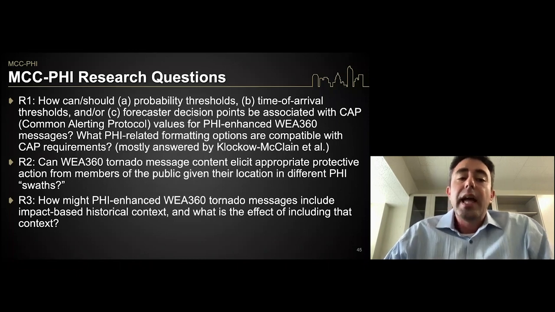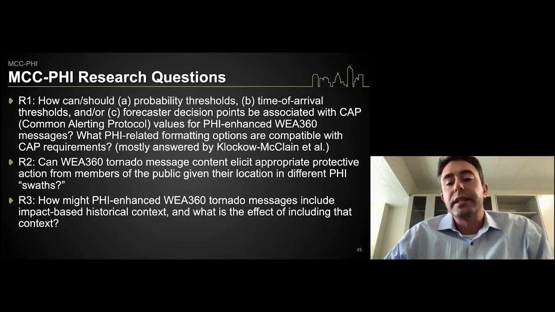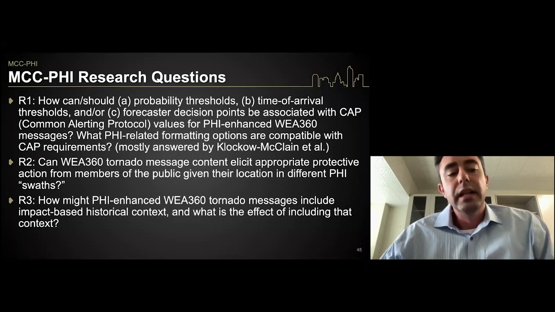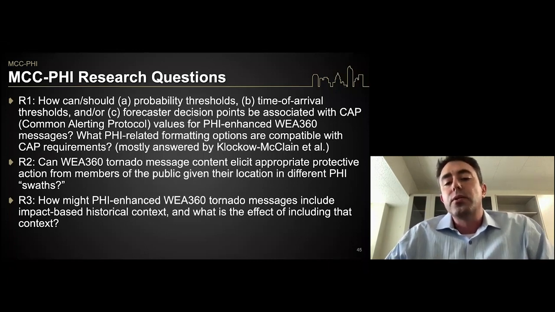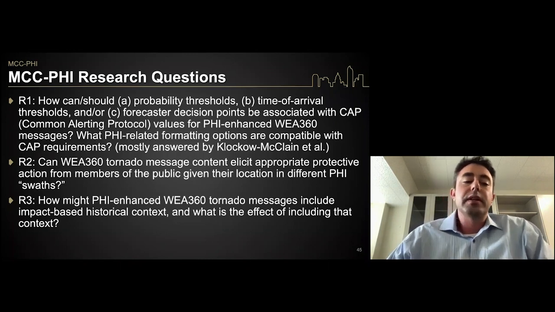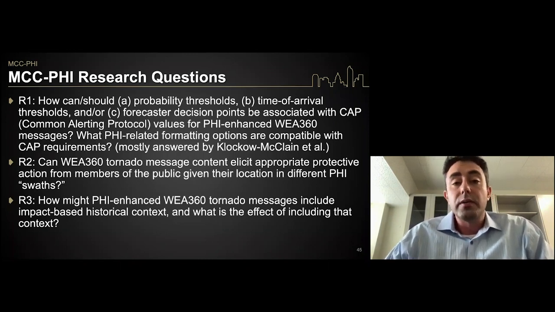Question 2, can WEA 360 tornado message content elicit appropriate protective action from members of the public given their location in different FEE swaths? This question mimics some of the experimental studies that have occurred before. We're asking the same question, but doing it in a more qualitative format. Question 3, how might FEE-enhanced WEA 360 tornado messages include impact-based historical context? And what is the effect of including that context? So we want to know, does it make a difference if you tell people that major tornadoes have impacted their area before?